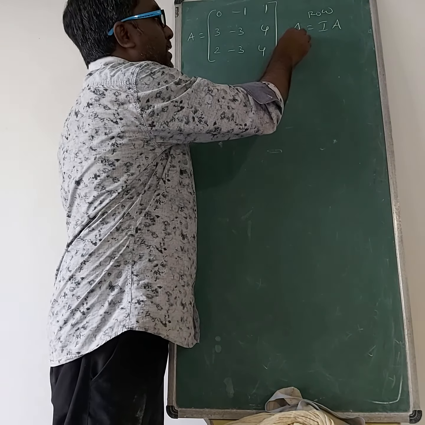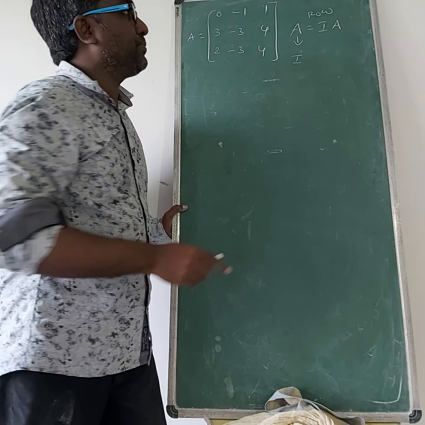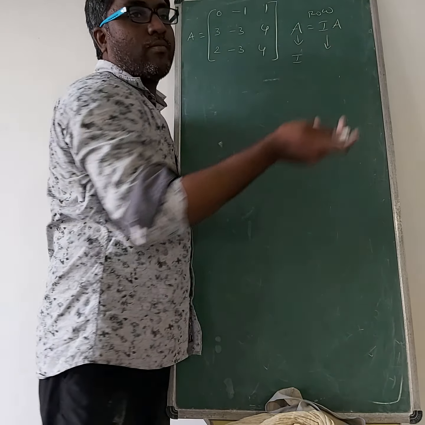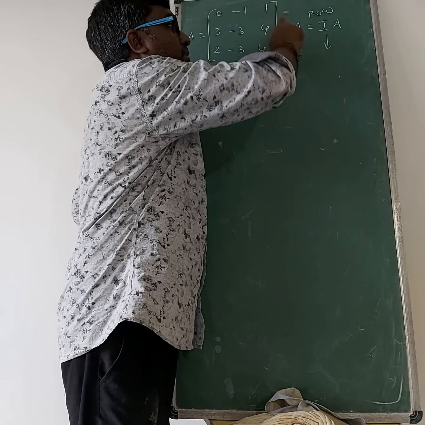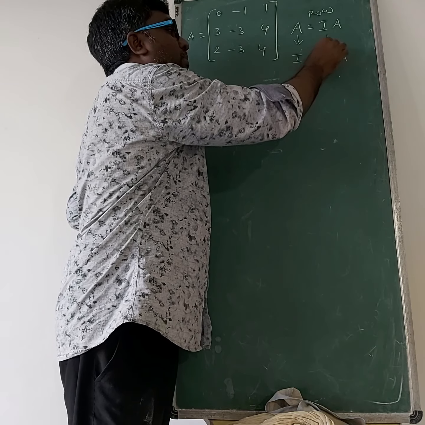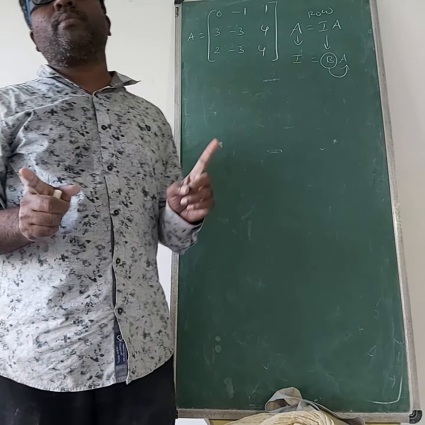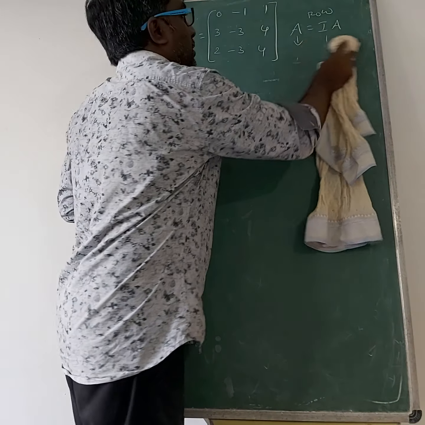So here we have to try to change A into the identity. Whatever operations you apply on matrix A, the same operations on I you also have to apply on the right side. Then it will become some matrix B, and that matrix B is the inverse of matrix A. So we will see this.